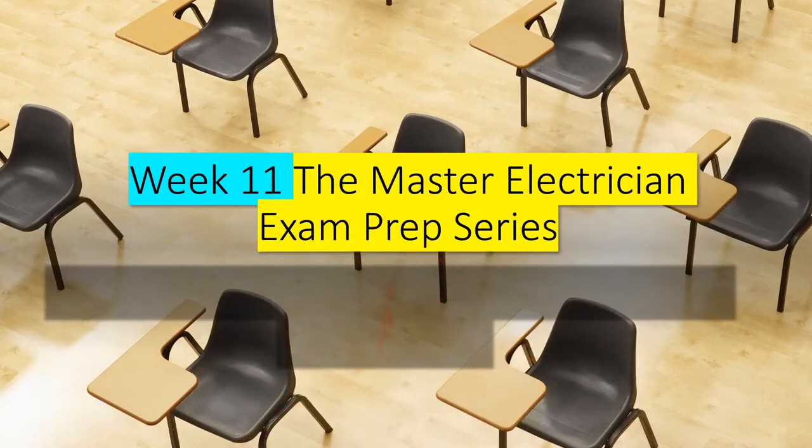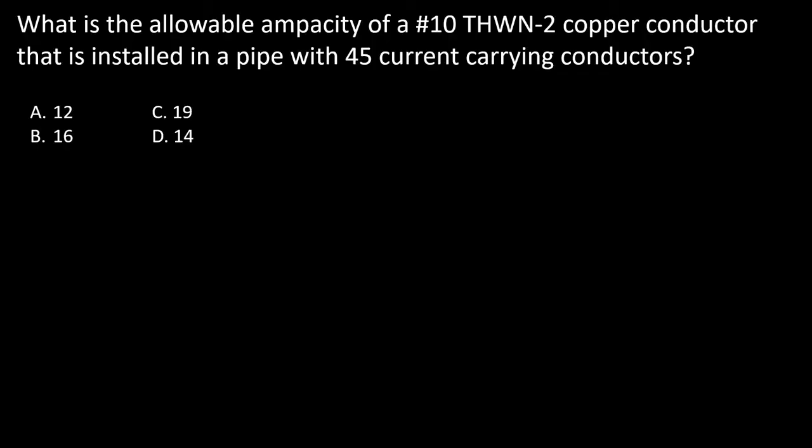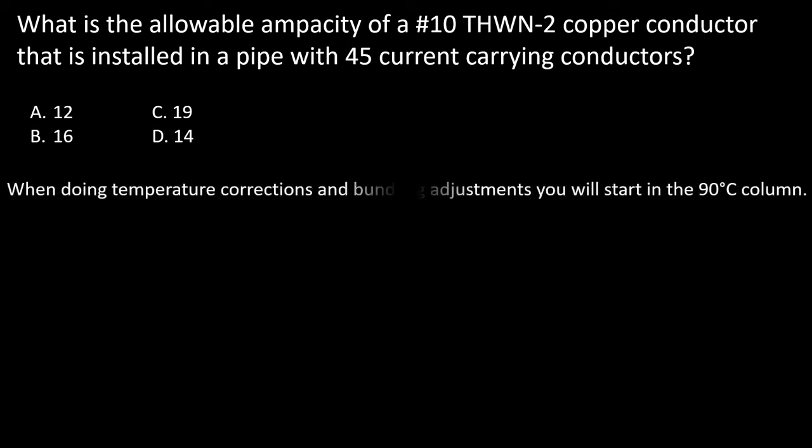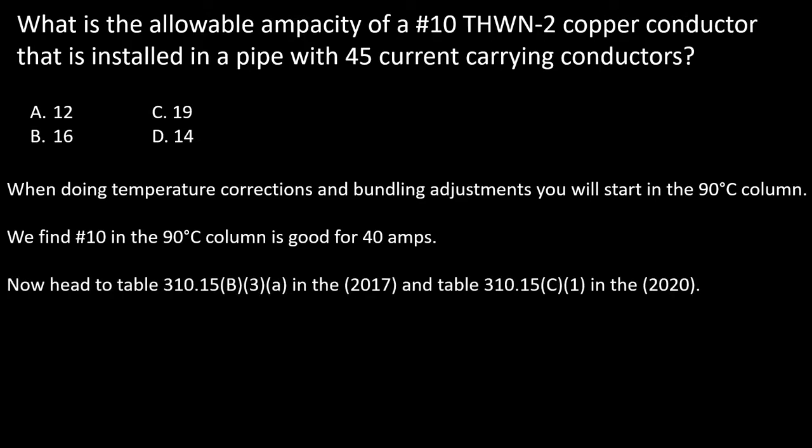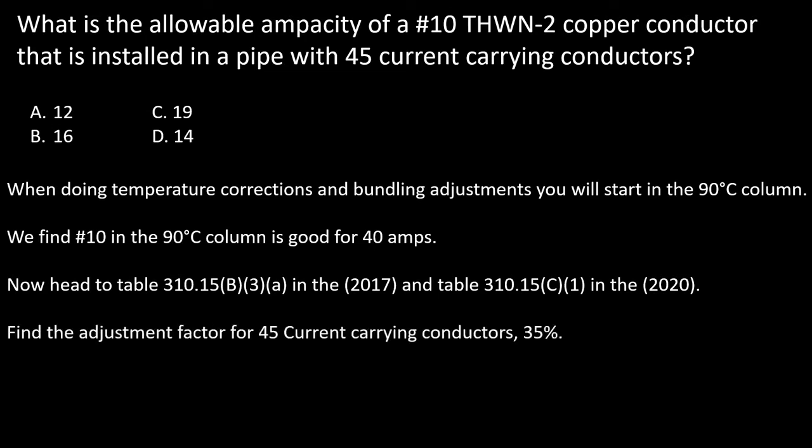Let's get to it. What is the allowable ampacity of a number 10 THWN-2 copper conductor that's installed in a pipe with 45 current carrying conductors? When we're doing temperature corrections and bundling adjustments, we're going to start in the 90° C column. So we find that a number 10 in the copper 90° C column is good for 40 amps. Now we're going to head to table 310.15 B3A in the 2017 and 310.15 C1 in the 2020. So we're going to find the adjustment factor for 45 current carrying conductors, and in this case it's 35%.